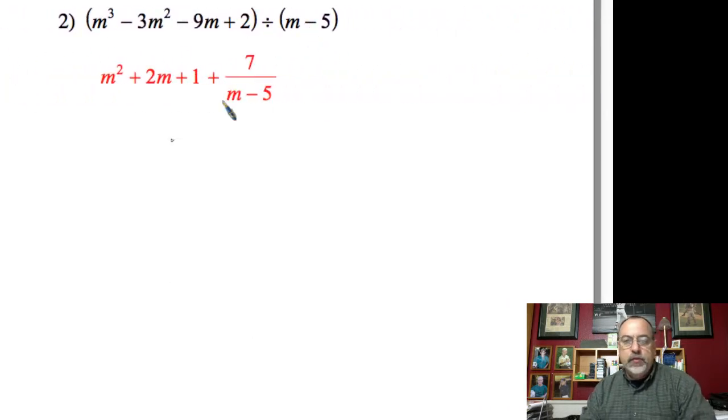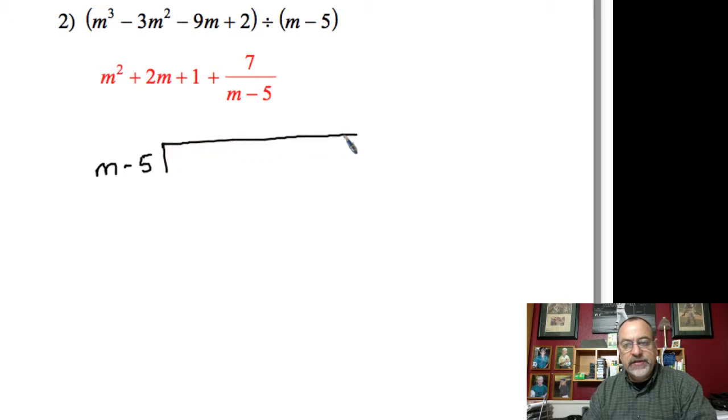In this problem, I'm going to take m minus 5, and I'm going to divide that into m cubed minus 3m squared minus 9m plus 2. And again, I want to make sure I have all the powers, so I start with a 3, 2, 1, and 0. So everything's represented, so I go ahead and do my division.